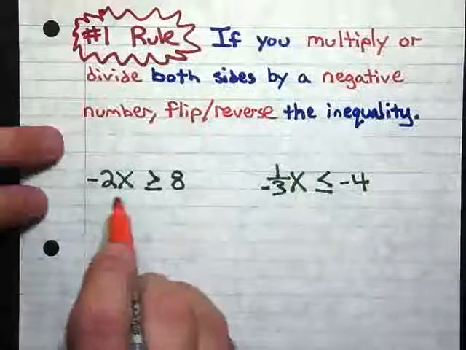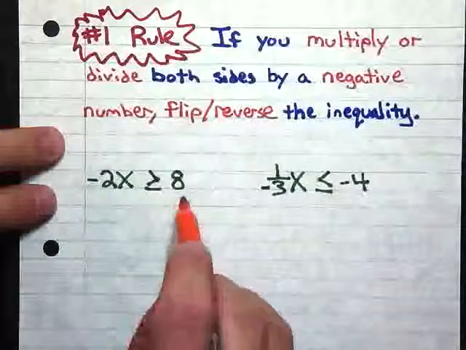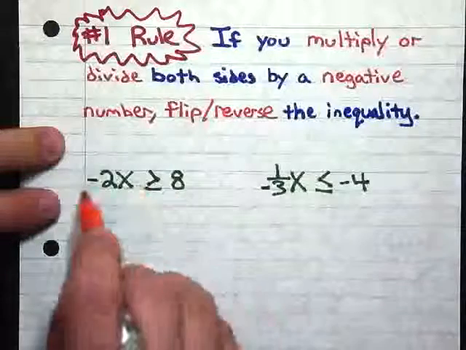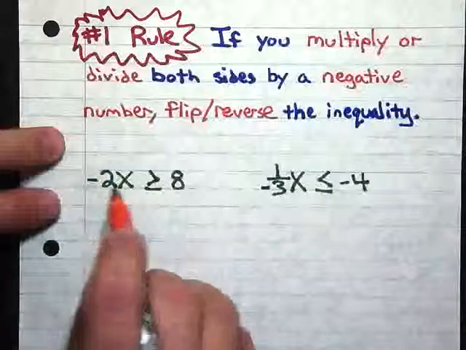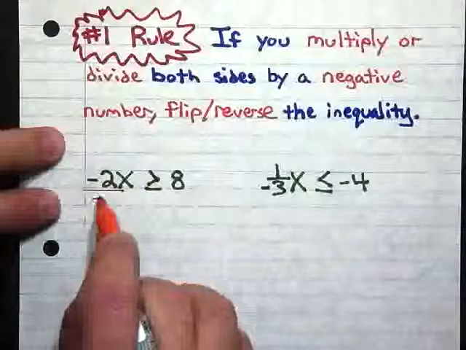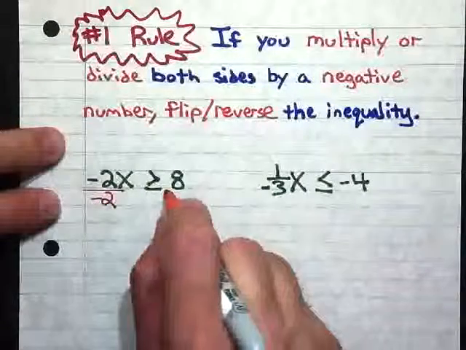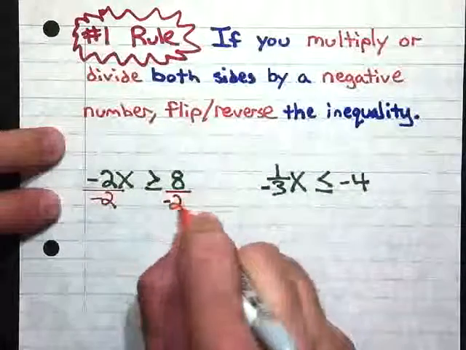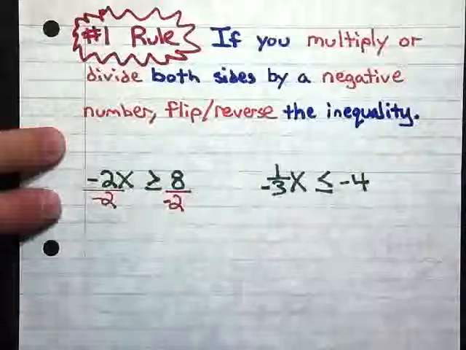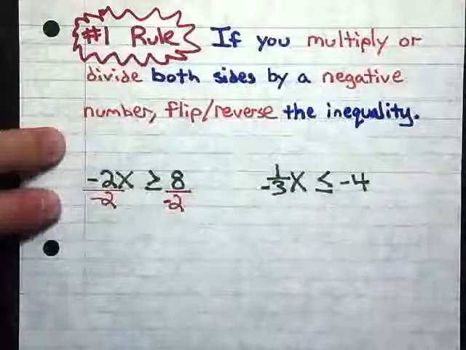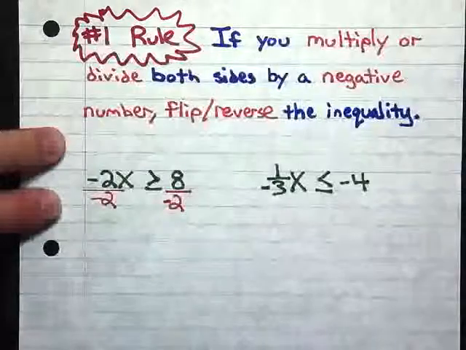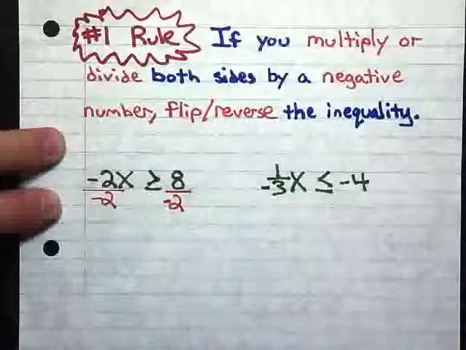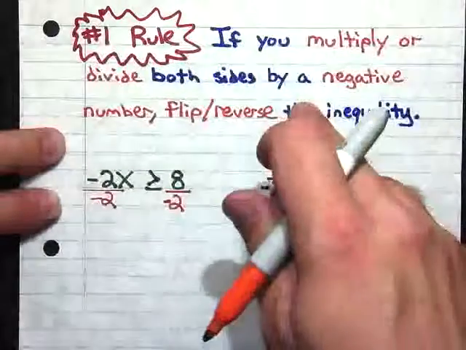So here we have -2x is greater than or equal to 8. Well, in order to get rid of this -2, we would have to divide by -2. So what we do to one side, we do to the other. Remember, when we solve inequalities, we use the same properties as we would when we solve a regular equation, except for this rule right here.